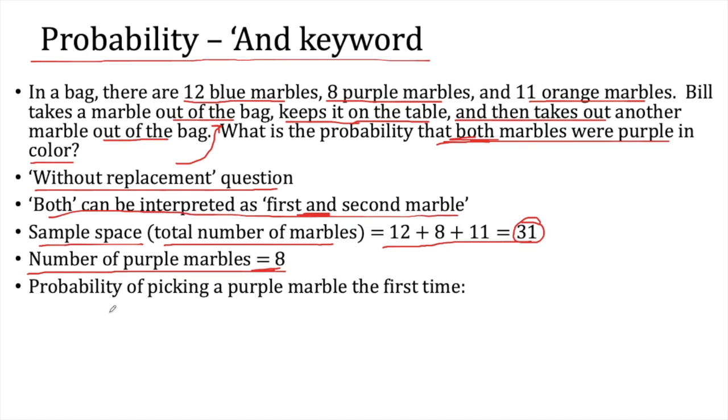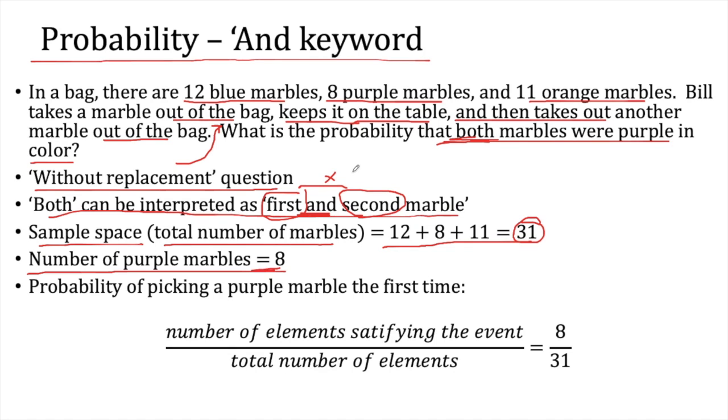So now what we'll do is calculate the probability of picking a purple marble the first time and the second time, and then we'll have to multiply both together because of this AND keyword. So the probability of the first one, then the probability of the second one, and we multiply them. For the first time, we have the number of elements satisfying the event upon the total number of elements in our sample space, and that is just 8 over 31, since we have 8 marbles which are purple and 31 totally.